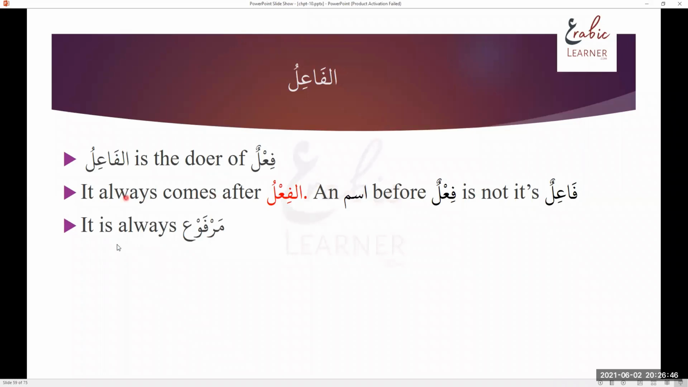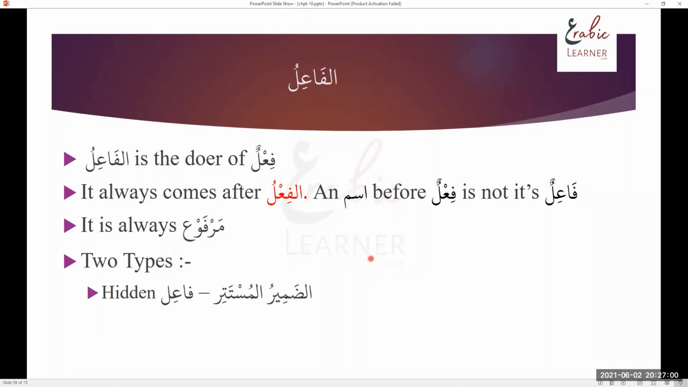Now, this is also a compulsory rule for fa'il, that it is marfu'. Now there are two types of fa'il. The fa'il that is hidden, in Arabic we call damir mustatir, or al-damirul mustatir. When we are practicing, we'll sometimes say fa'il is mustatir here. Mustatir means hidden. So the fa'il can be hidden also.